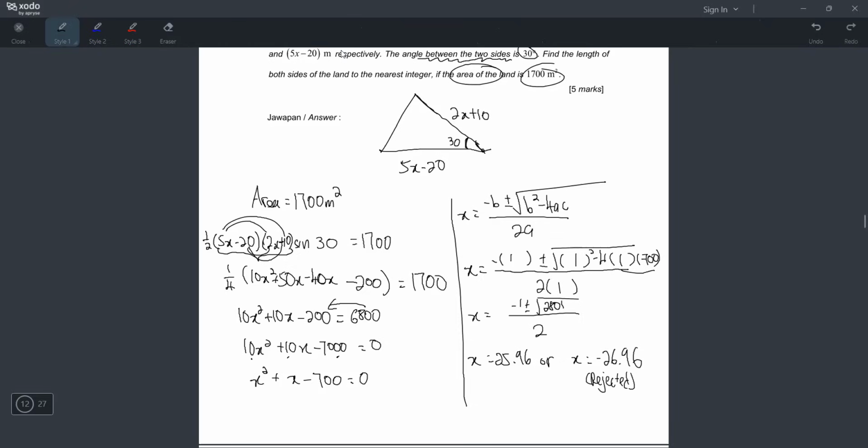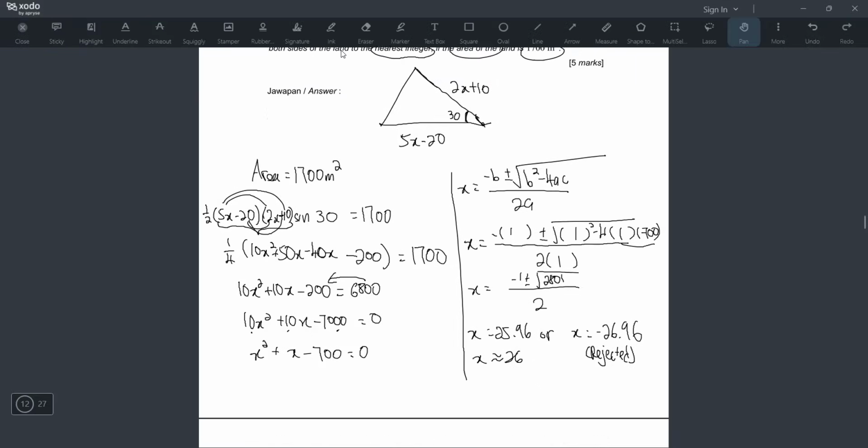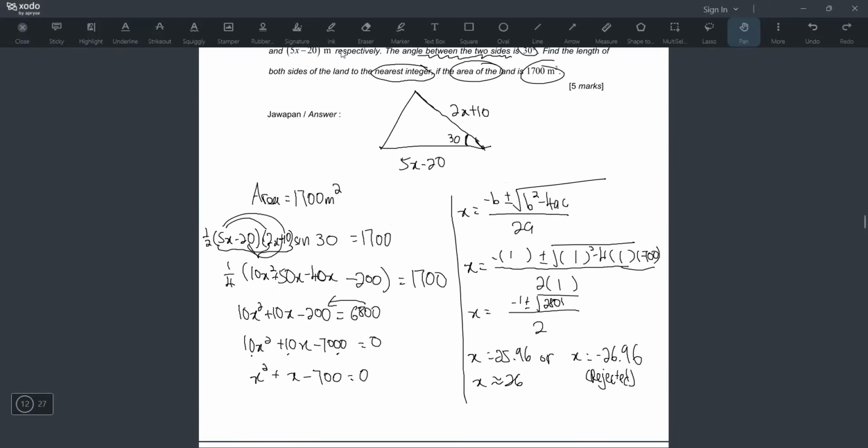So the correct answer here is what? 25.96. But if you look at the question, they mentioned this: find the length of both sides to the nearest integer. So what can we do now? We can round it off to the nearest integer, which is 26. Then only I substitute inside here. Do you understand? Or you can also substitute 25.96 inside first, then only you round it off to the nearest integer. Can also, right? But I will just round off first. So now it's 26. So now I can find the length of both sides.